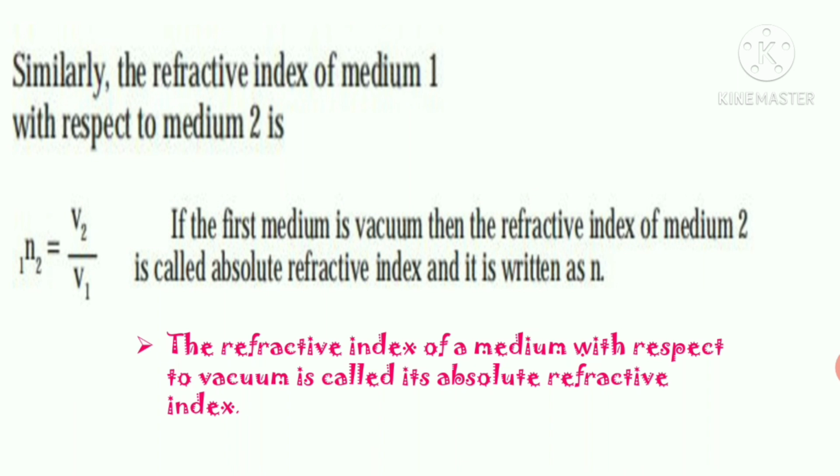Now, if the first medium is vacuum, then the refractive index of medium 2 is called absolute refractive index and it is written as n. The refractive index of a medium with respect to vacuum is called its absolute refractive index.